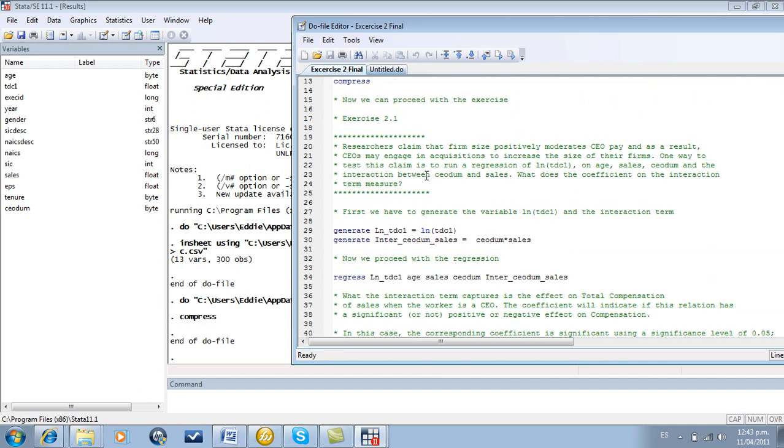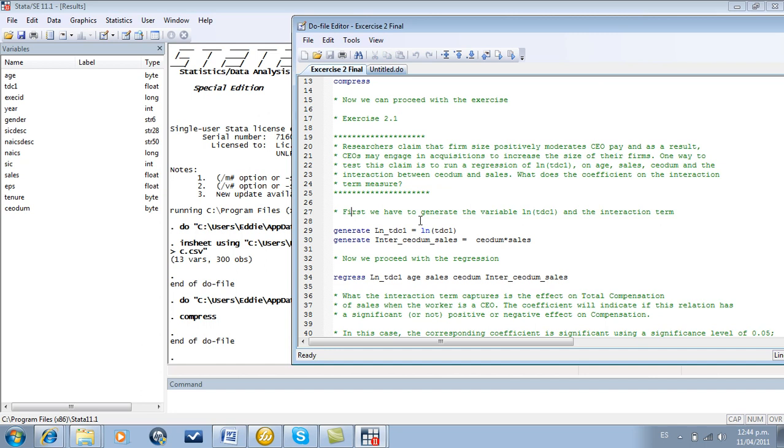Exercise 2.1. Research claimed that firm size possibly moderates CEO pay, and as a result, CEOs might engage in acquisitions to increase the size of their firms. One way to test this claim is to run a regression of logarithm of total compensation on age, sales, CEO dummy, and the interaction between CEO dummy and sales. What does a coefficient on the interaction term measure?